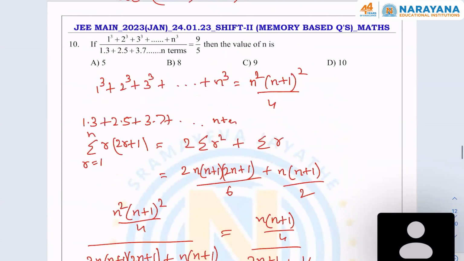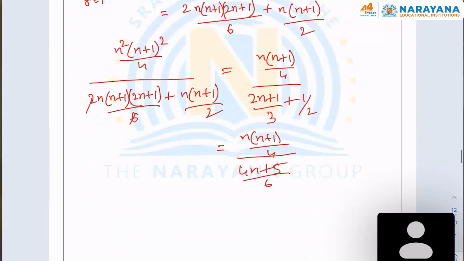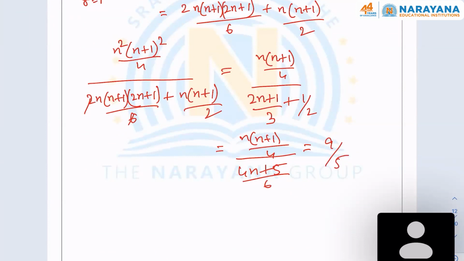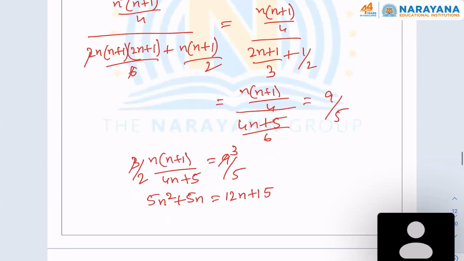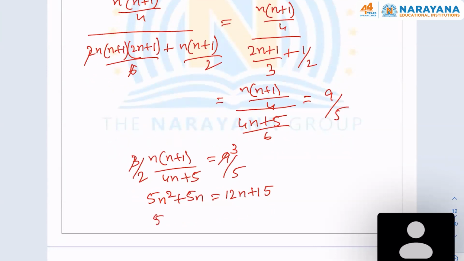Now this sum is given as 9 by 5. So 3 by 2 into (n plus 1) by (4n plus 5) is equal to 9 by 5. So 3 3 is 9. So 5n square plus 5n is equal to 12n plus 15. So here 5n square minus 4n into 3, 12. 9 into 3, 3 is 9.